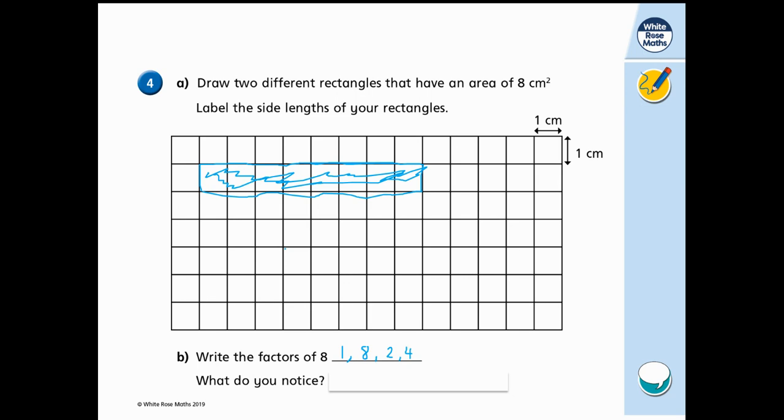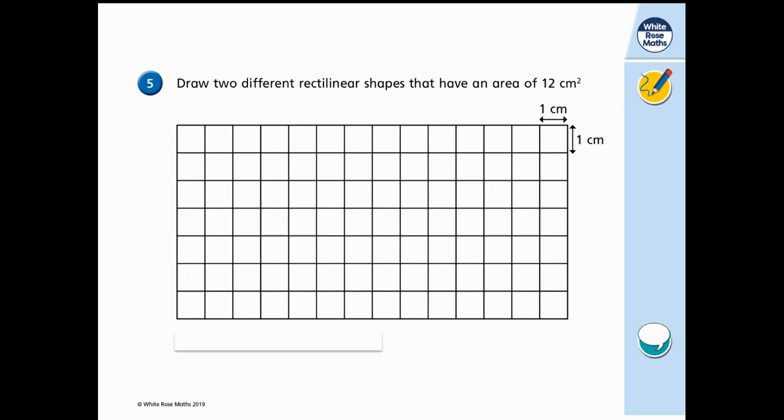Or I could do 2 by 4. So that's also a rectangle. I've got 2 sets of parallel lines, and the area inside would be 1, 2, 3, 4, 5, 6, 7, 8. Well done if you got that right.